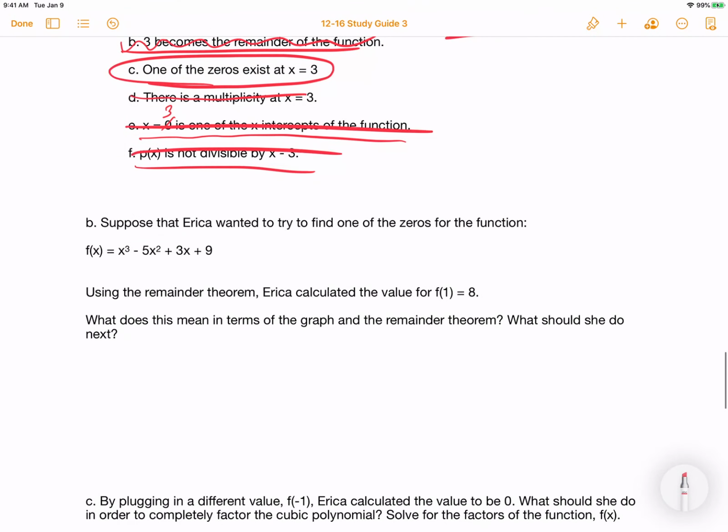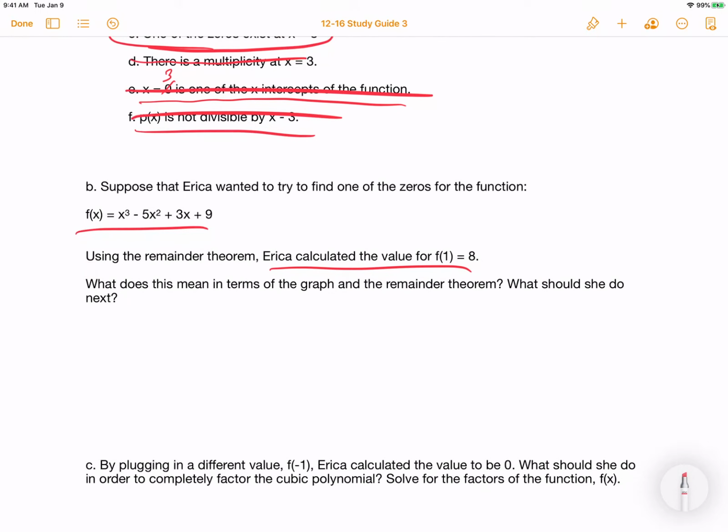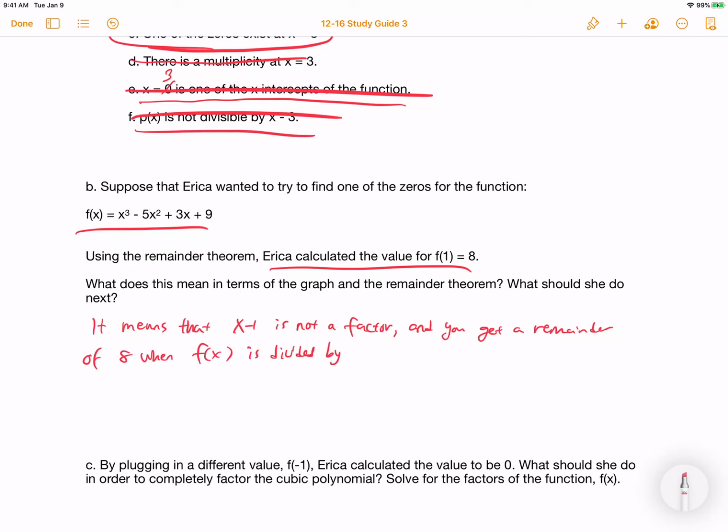All right, suppose that Erica wanted to try to find one of the zeros of the function. So using the remainder theorem, Erica calculated for that. What does this mean? It means that x minus 1 is not a factor. And you get a remainder of 8 when f of x is divided by x minus 1.